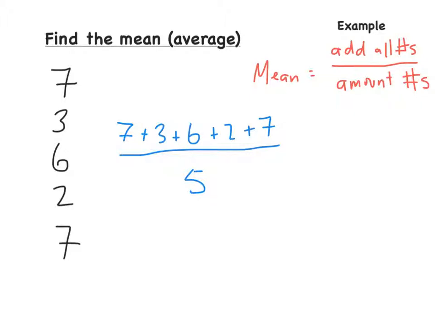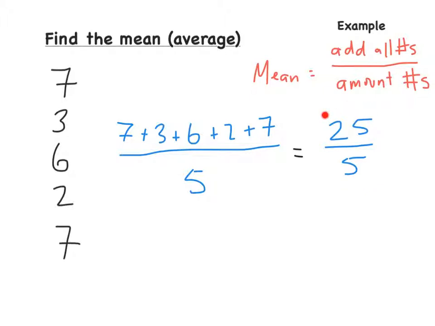Now to solve, all that we would have to do is to add them together. So if we have 7 plus 3 is 10, plus 10 plus 6 is 16, 16 plus 2 is 18, 18 plus 7 is 25. So then we rewrite the denominator at the bottom. So now we have 25 divided by 5.